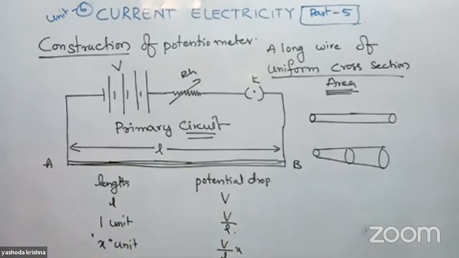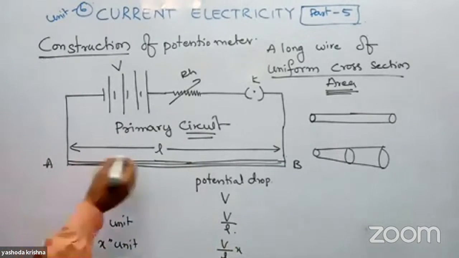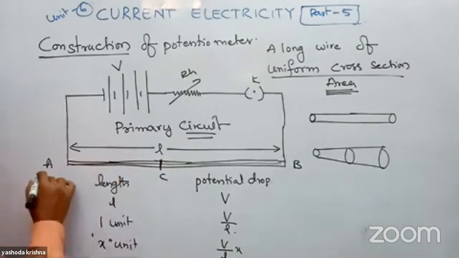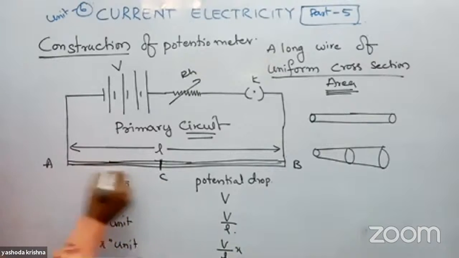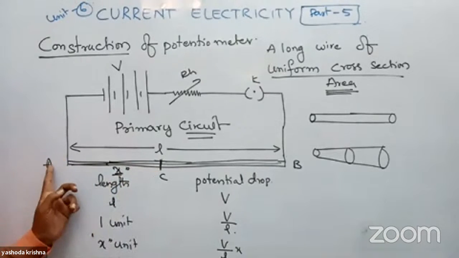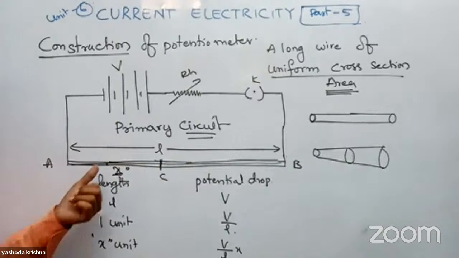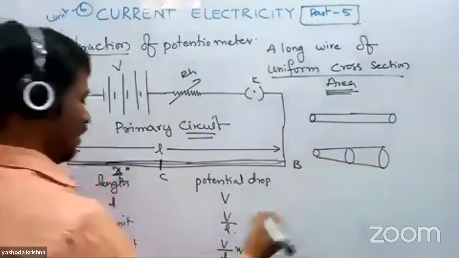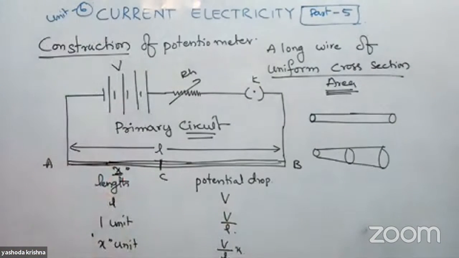For example, for A to C, this is the point C. This length AC is equal to x. How much is the potential drop from A to C? It is V by L into x.